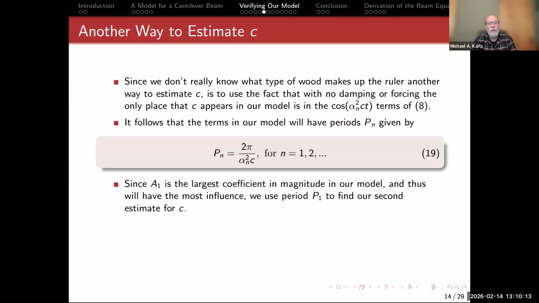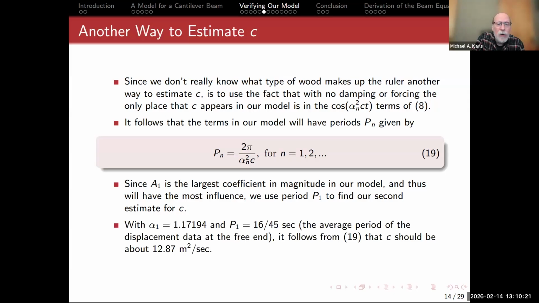And the A1 coefficient, that's the largest coefficient of magnitude in our model, and so it will have the most influence. So we use period P1 to find our second estimate for C. With alpha 1 equal to 1.17 and P1 equal to 16 over 45 seconds, that's the average period of the displacement data at the free end. It follows from 19 that C should be about equal to 12.87 meters squared per second. So we put that into our model.